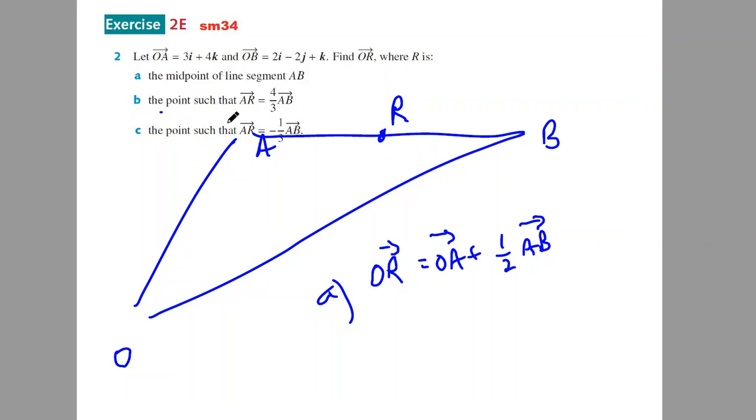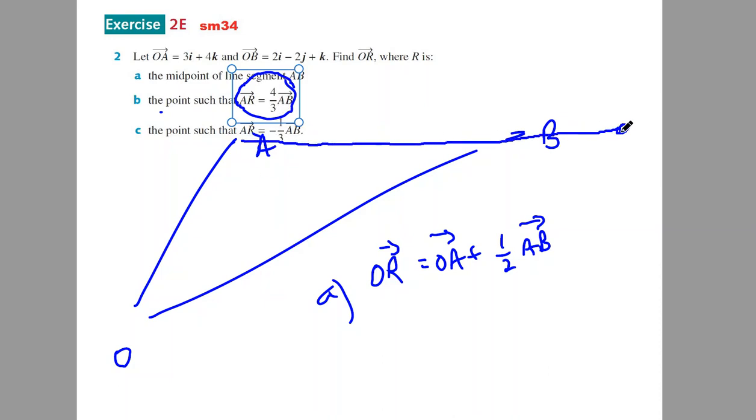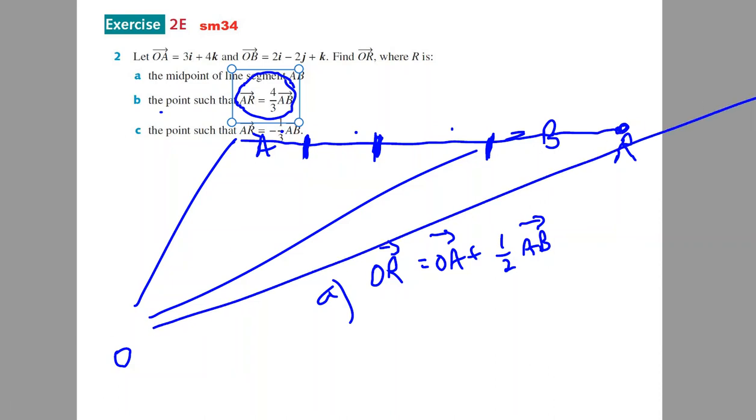In part B, the point A to R is 4/3 A to B. So let's think about it. If A to R is 4/3 AB, it's actually longer than AB. So R is going to be over here. Where if I break this into thirds, not equal, but let's say they are, 1/3, 2/3, 3/3, there's 4/3. So O to R is all the way over there. So O to R in this case is going to equal O to A plus 4/3 A to B.